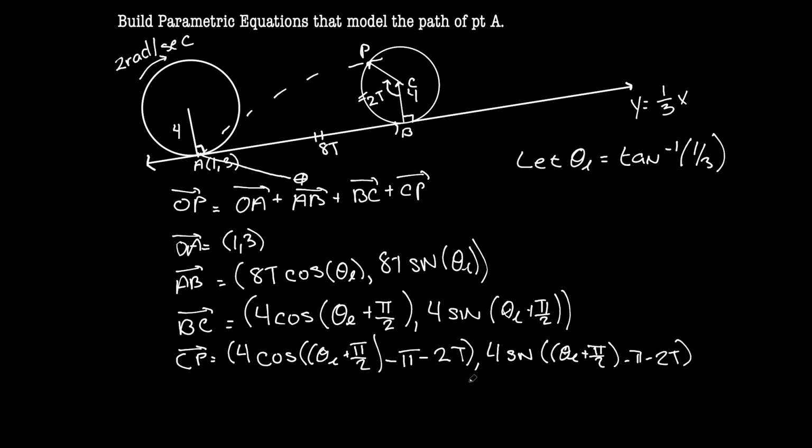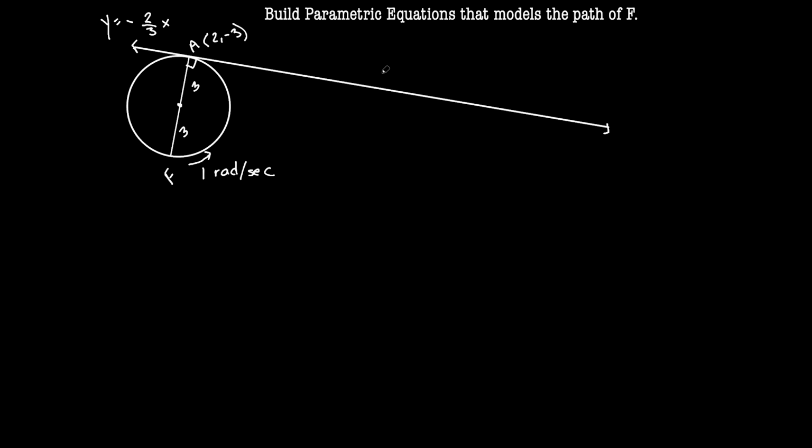So x of t is equal to, we'll just say, the sum of our x components, so we don't make a mistake. But of course, check with your teacher to see if you need to write it out. And the sum of y. And this would model A moving to P. Similar situation, except this time we're in the bottom part of the line.